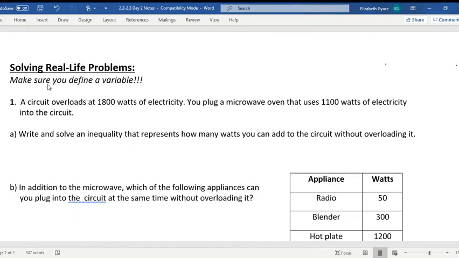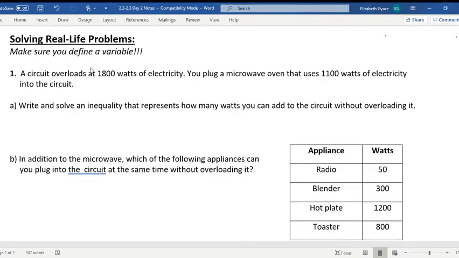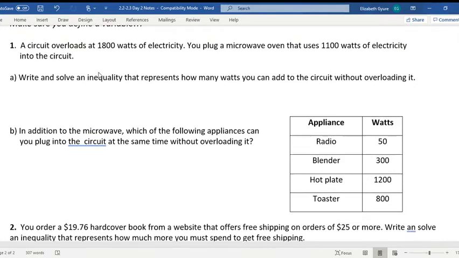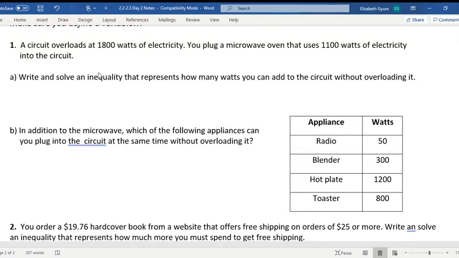Little hint here. We've got to make sure we define a variable with these, because if we're doing word problems, we're solving for a variable. So the first question says, a circuit overloads at 1800 watts of electricity. You plug in a microwave oven that uses 1100 watts of electricity into the circuit. Write and solve an inequality that represents how many watts you can add to the circuit without overloading it. So part of this is just knowing how to solve your inequality, right?